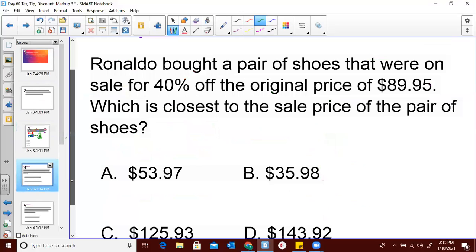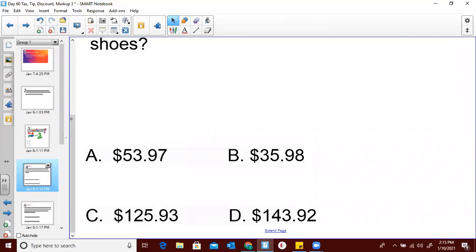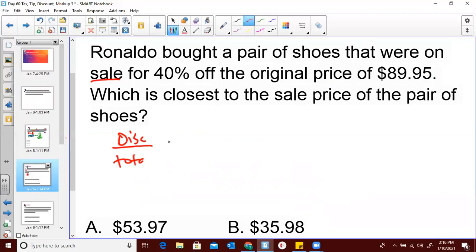All right, so Ronaldo bought a pair of shoes that were on sale for 40% off the original price of $89.95. Which is the closest to the sale price of the pair of shoes? So this looks like it's just going to be straightforward. This was on sale, so that's going to be a discount. Remember, sale is the same as a discount. And that's going to be over our total, which is always going to be equal to percent over 100.